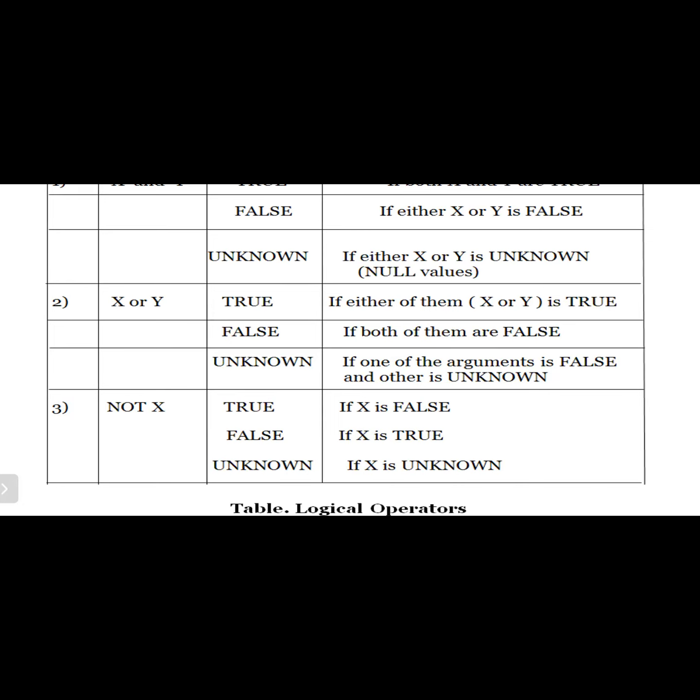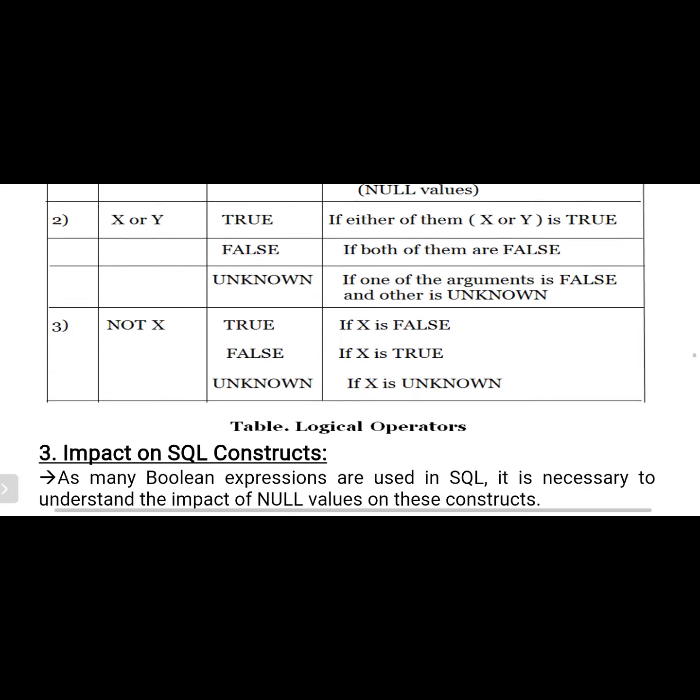Okay. Another example is NOT x. That means if x is false, the result is true. If x is true, the result is false. If x is unknown, the result is unknown.